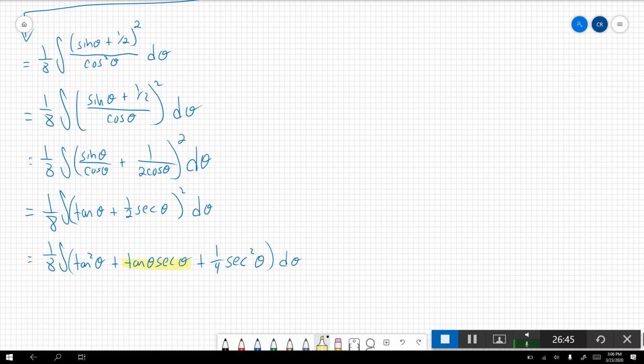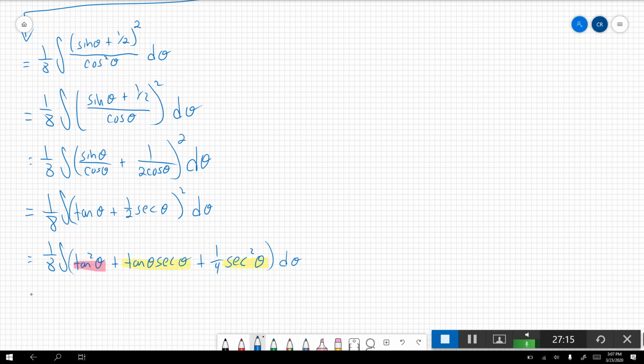Nice. Do we have an antiderivative for secant squared? Let's think about that. The answer should be yes. We do have an antiderivative for secant squared. That's just tangent. So looking at these two terms, we know those antiderivatives. The only antiderivative that we don't know is the last one here, for tangent squared. We don't have one there. So what to do?